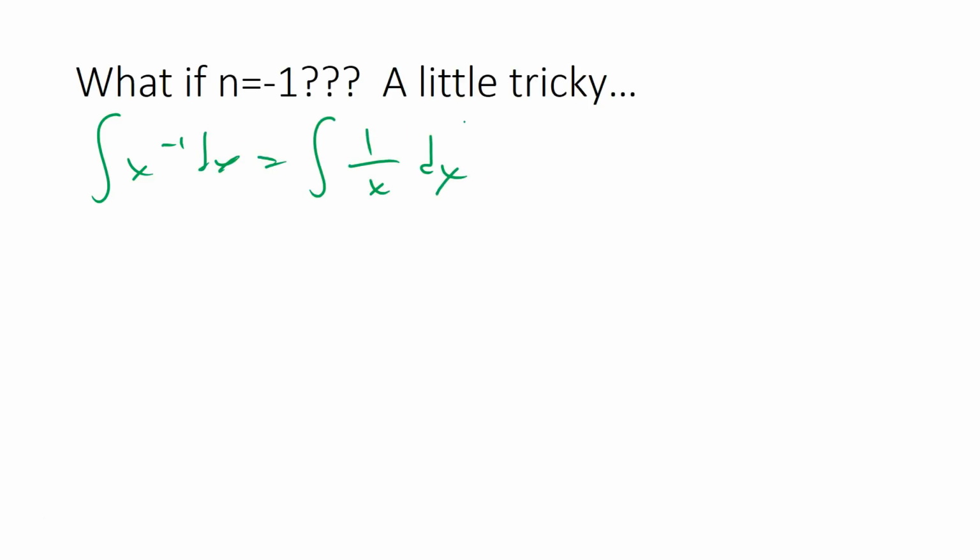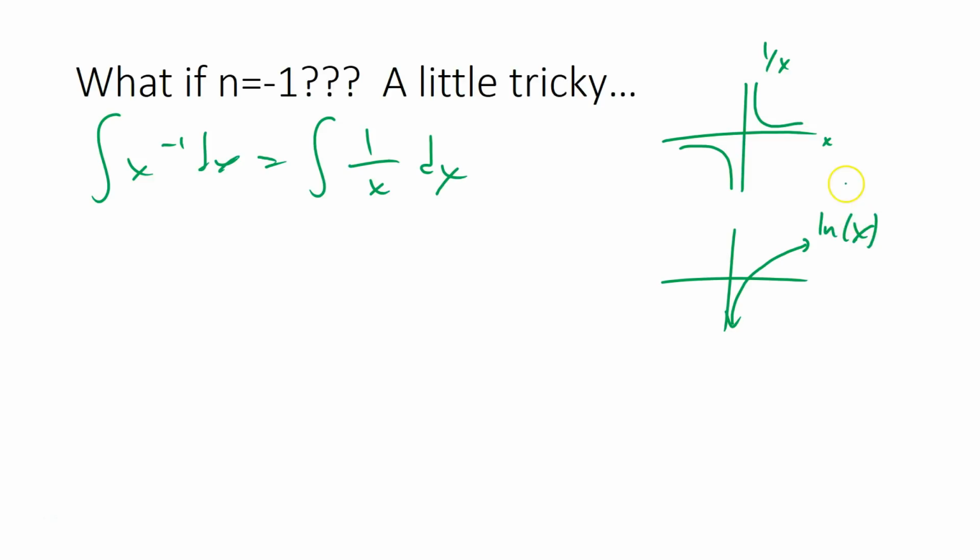Now, the reason this is tricky is because you guys are probably screaming at the screen. It's a natural log, right? Natural log derivative is 1 over x. Yes, but the tricky thing is 1 over x is defined on two sides. Right? This is 1 over x. And natural log is only defined on the right-hand side. The problem is we need an antiderivative for the left side of 1 over x, right?